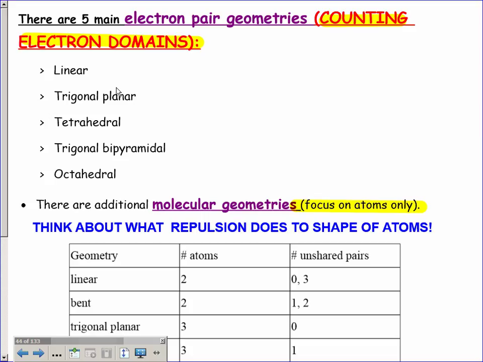Because what you do is you can look at the actual shape of the atoms and the bonds. You look at how the repulsive forces of the lone pairs have done their part of switching and pushing the atoms around. So they actually have already done the repulsion. So we look at the shape that the repulsion has caused. Separately, that's why I say molecular geometry is focused on the atoms and how they're shaped.